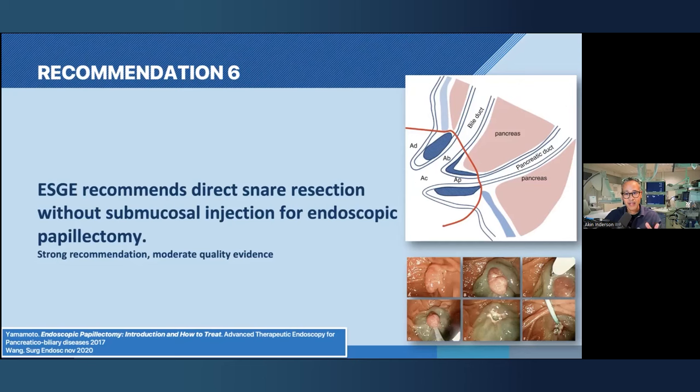Now for recommendation number 6, ESGE recommends direct snare resection without submucosal injection for endoscopic papillectomy. And well, it makes sense. You have the bile duct and the pancreatic duct traversing through the muscular wall. So what is the benefit of injecting it like a normal colonic adenoma? It sometimes even makes it harder. There have been described some series where they do the submucosal injection, but I think it only makes sense if you have periampullary extension of your adenoma. So if the papilla doesn't lift, don't do it.